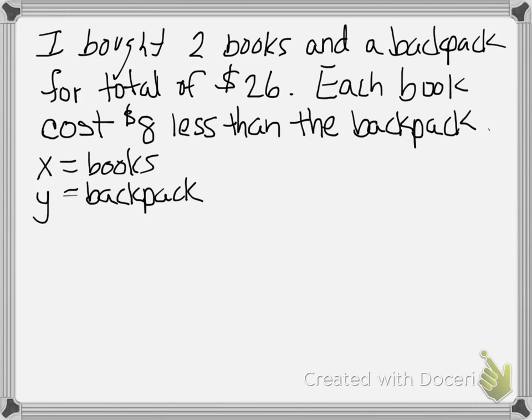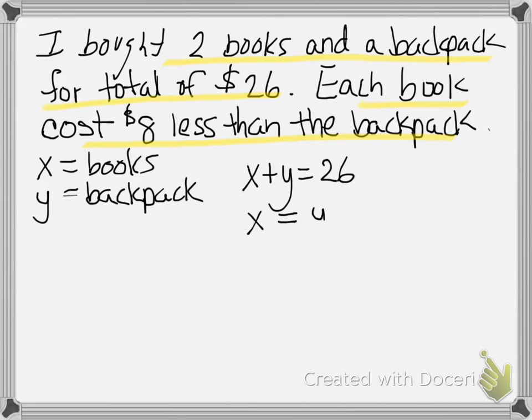So now I'm going to write my 2 equations. I'm going to look at the first sentence. I bought 2 books and a backpack for a total of 26. So that's x plus y equals 26. You'll get a lot better at these a lot faster. They'll become easy. Each book costs $8 less than the backpack. So the book equals the backpack take away 8. So now I have my 2 equations.